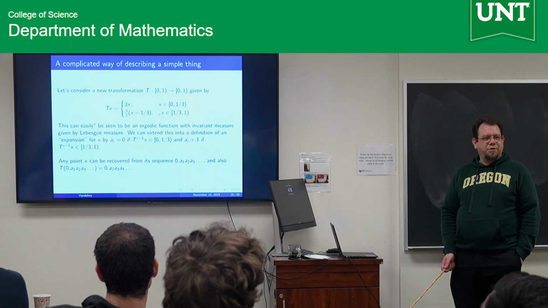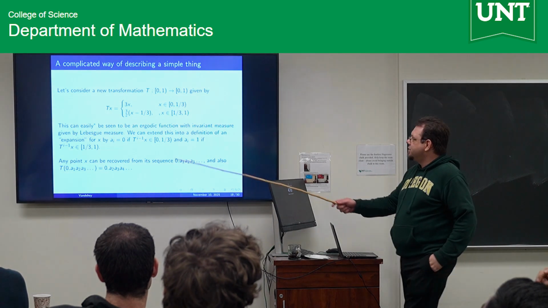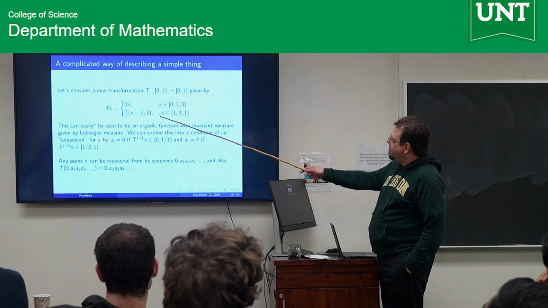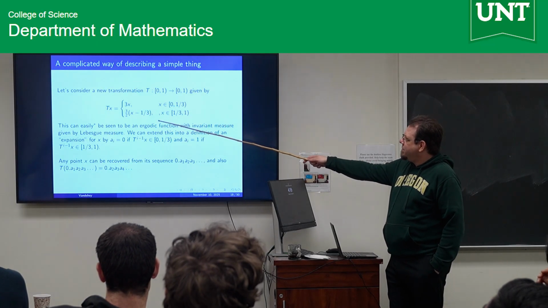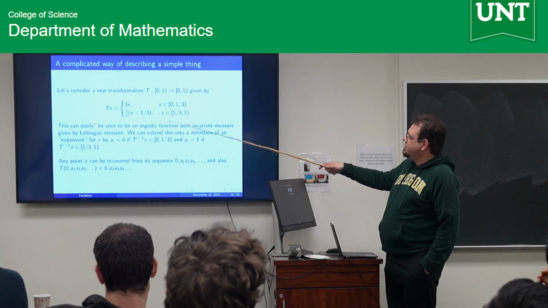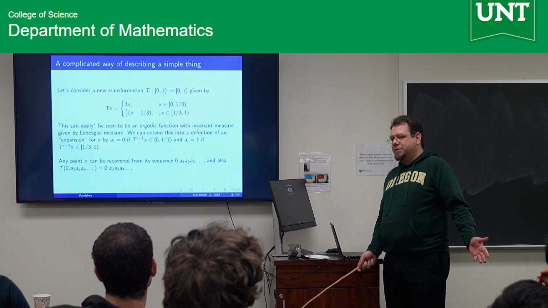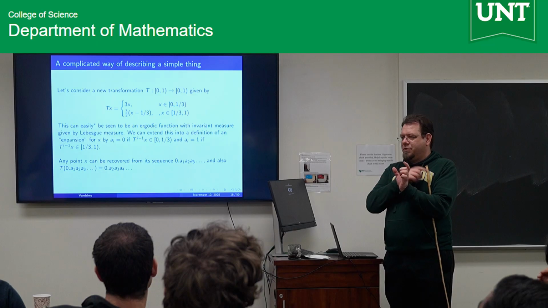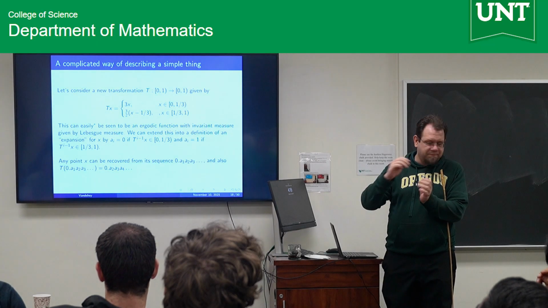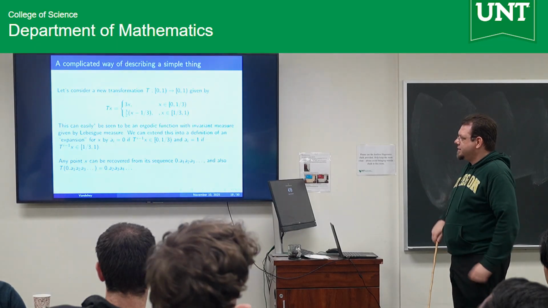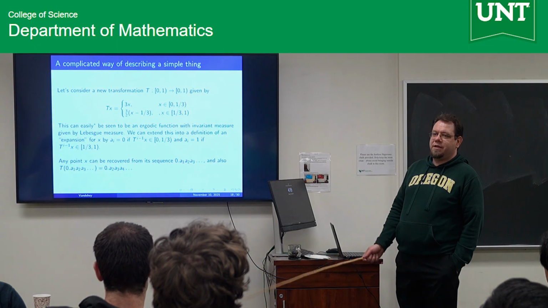Well, I'm now going to once again transfer my thoughts over to the dynamic realm. So let's consider a transformation T that goes from [0, 1] to [0, 1] that acts by 3x on the interval from 0 to 1/3 and by (3/2)x minus 1/3 on the interval for x in [1/3, 1]. Now what you will notice is it takes both of these intervals and maps them to the whole interval from 0 to 1 in just a nice linear way. And this can easily, asterisk, be seen to be an ergodic function with invariant measure given by Lebesgue measure.